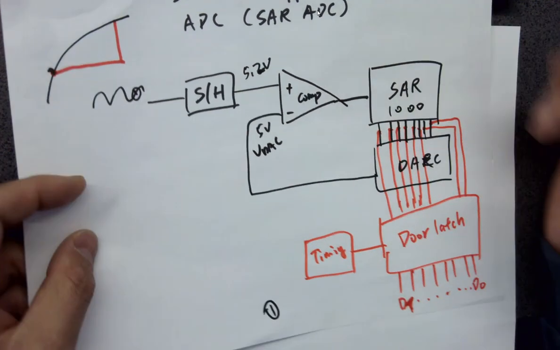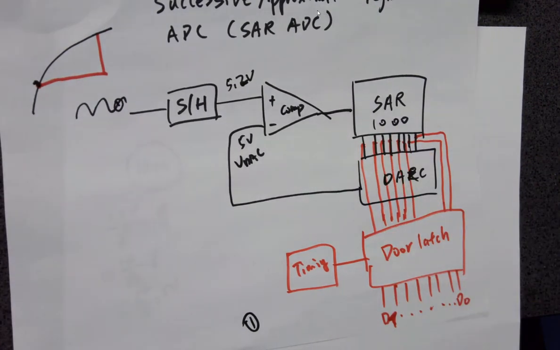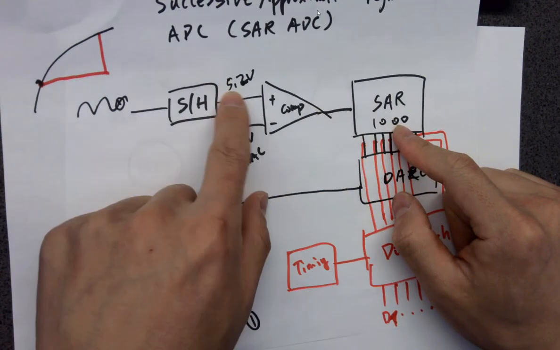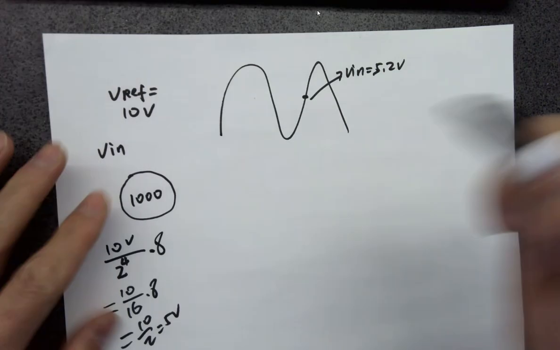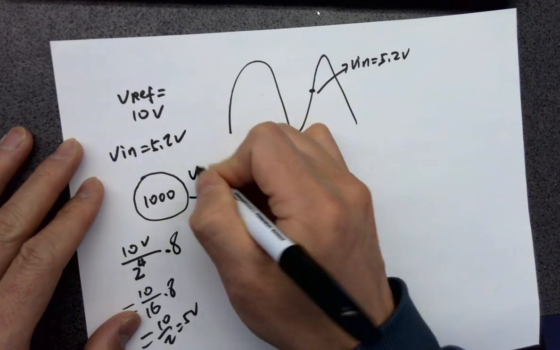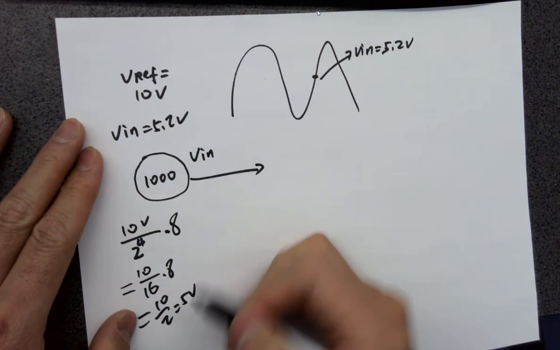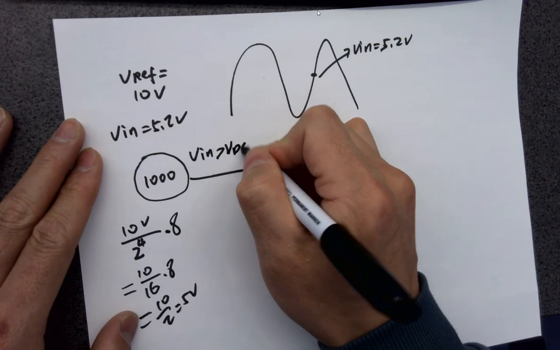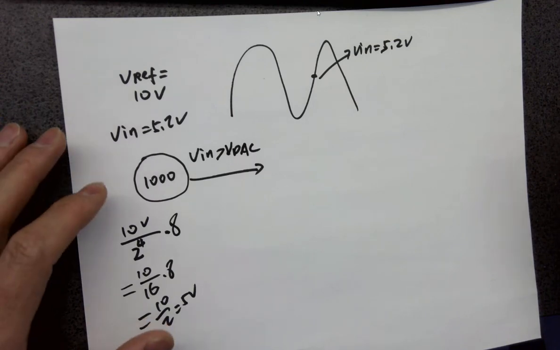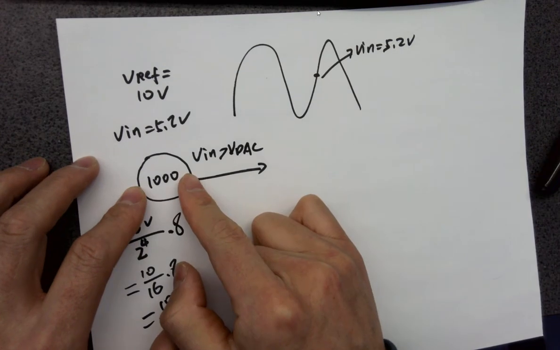So the first time, it's trying to guess what the number is and compare, right? It's giving 50% of the full range first, and then comparing with the input. So Vin is either smaller or larger than 5. Definitely it's larger than 5, right? So what you want to do is plug 1 at the front and shift all the bits to the right by 1 bit, by 1 digit.